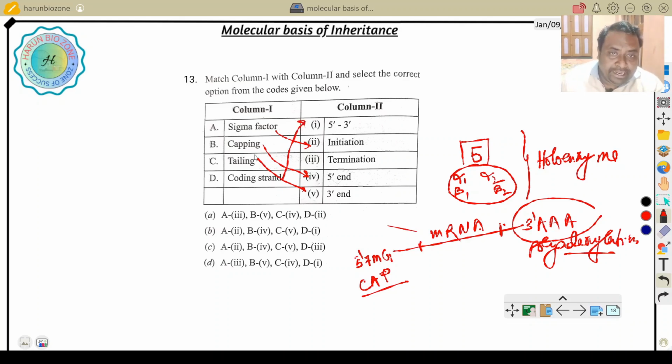So here A is 2, B is 4, C is 5 and D is 1. So the right answer is B. Next question.